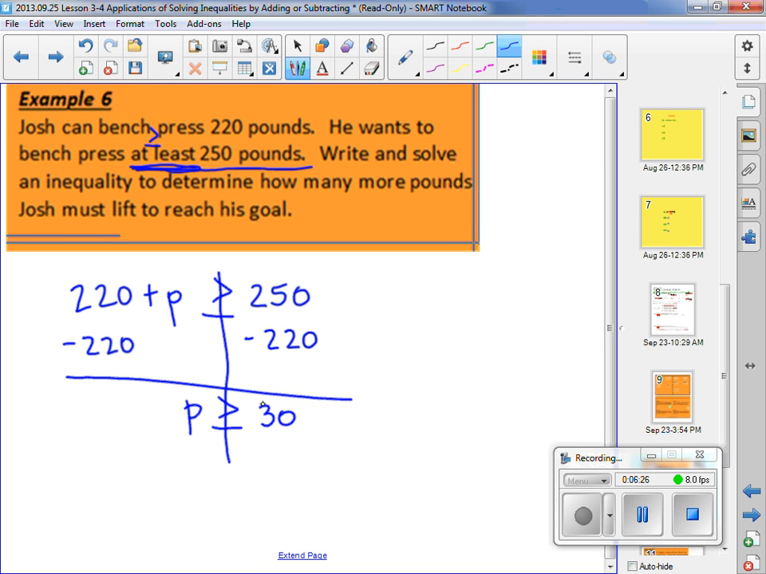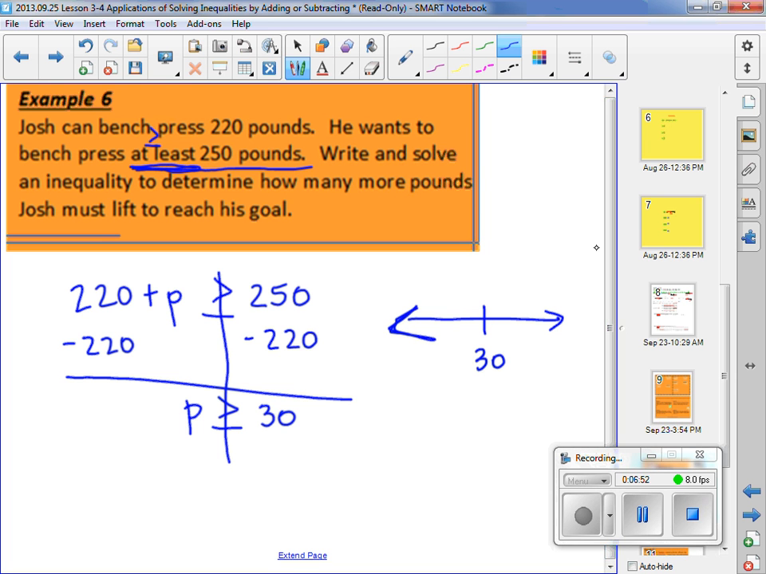Okay, now remember, ask yourself 2 questions. What are your 2 questions? Are decimals okay? Yeah, you can have half a pound, so decimals are okay. What about negatives? No, you cannot lift negative weight, although that would be cool if you tried. Okay, so 30 is the minimum amount.